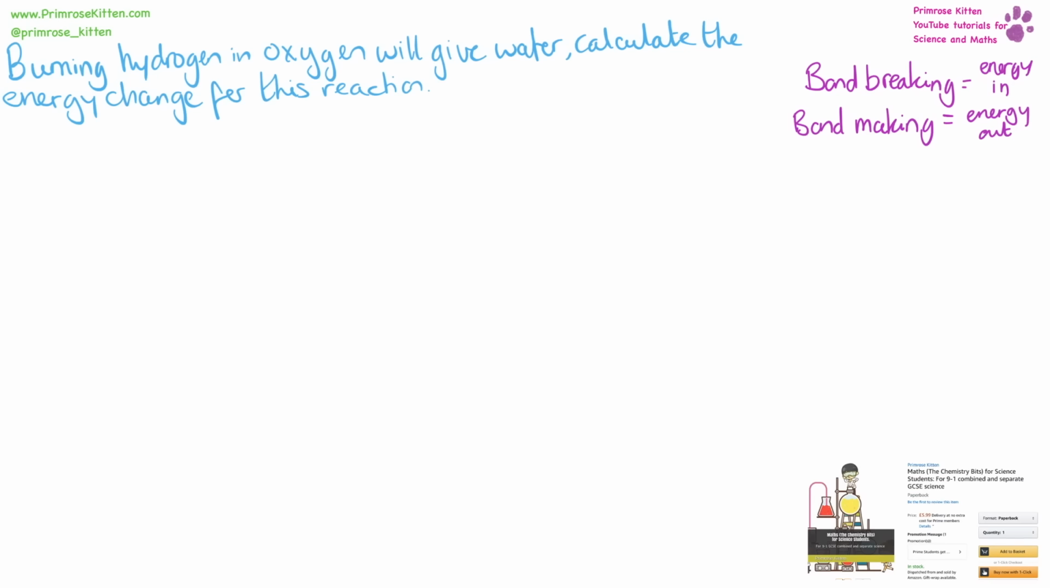You need to be able to calculate the energy change when a reaction takes place, remembering that bond energy breaking takes energy in and bond making gives energy out. So burning hydrogen in oxygen will give out water. Calculate the energy change for this reaction. The first thing we need to do is write the balanced equation.